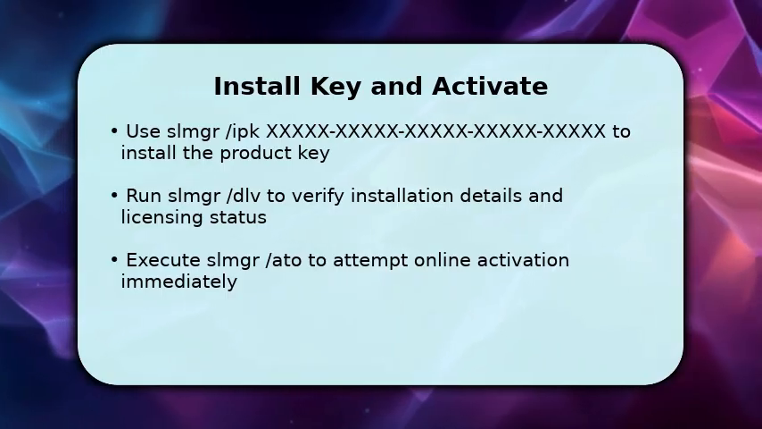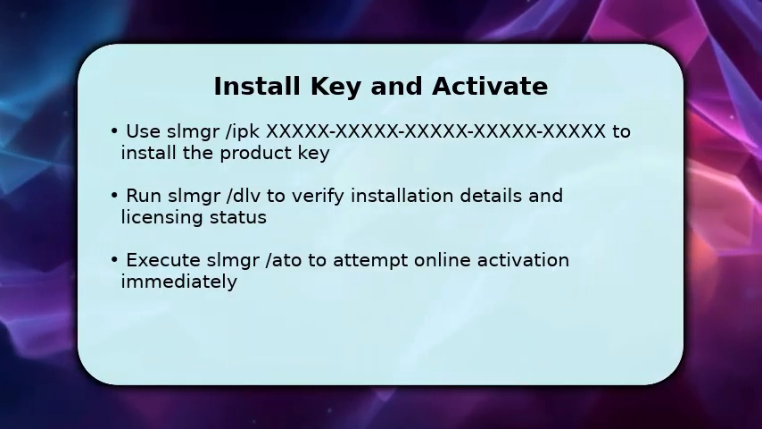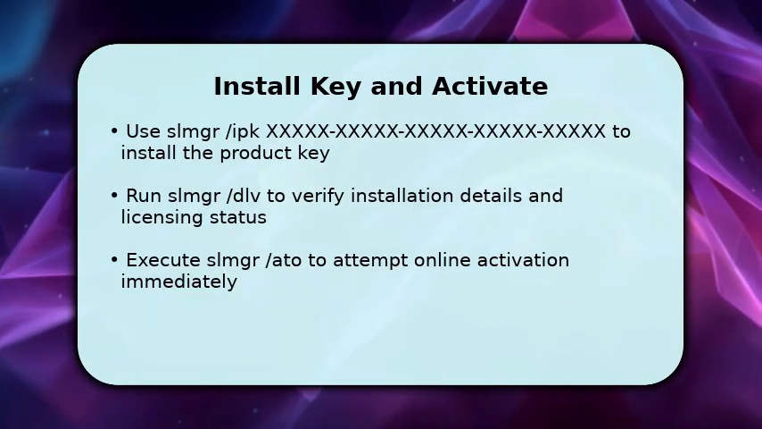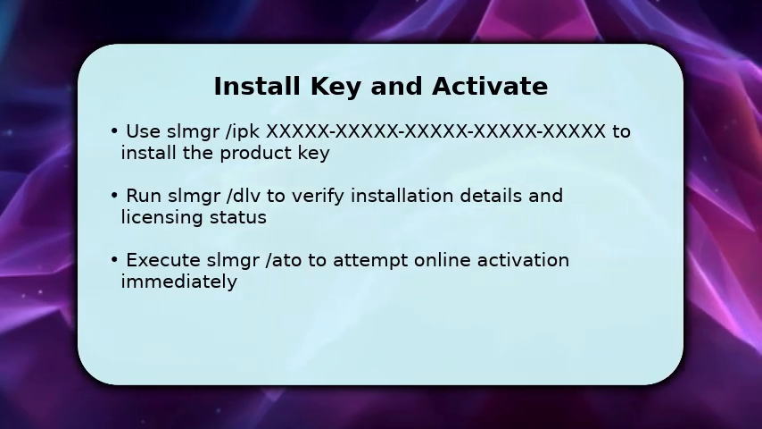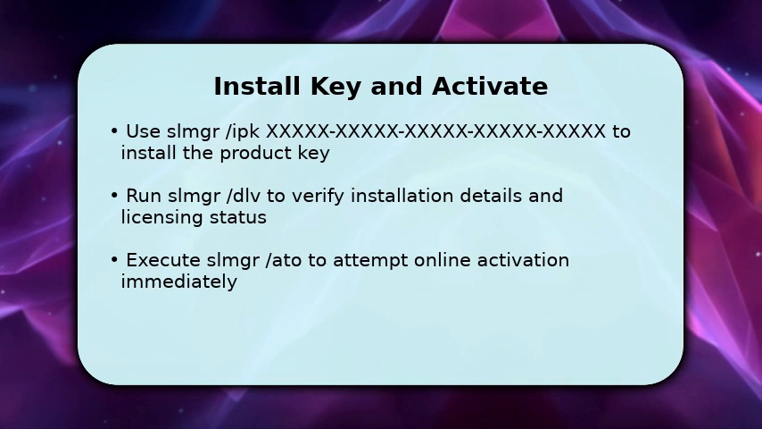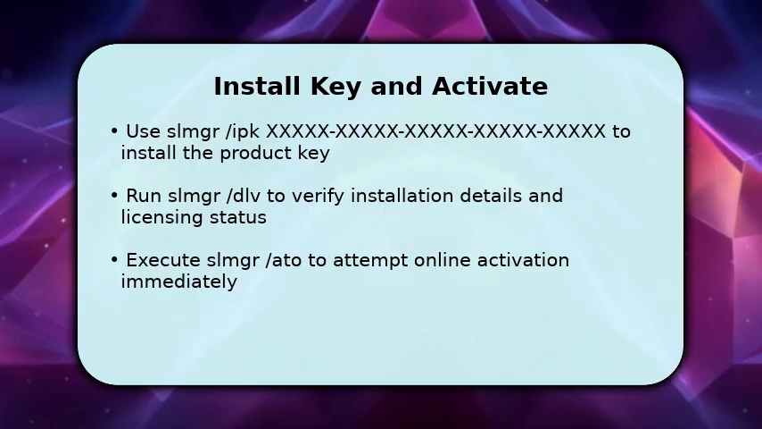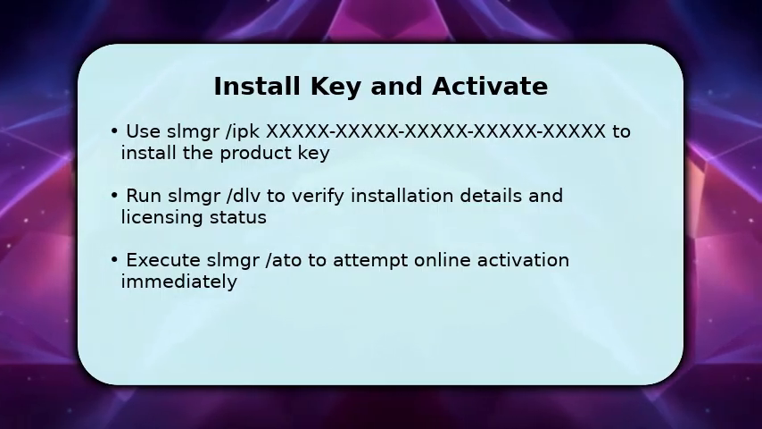Make sure your machine is online, then run slmgr /ato to trigger online activation. If activation succeeds, you'll see a confirmation dialog. If it doesn't, no. Once done, confirm permanent activation with slmgr /xpr or by opening Settings, System, Activation to see the status.